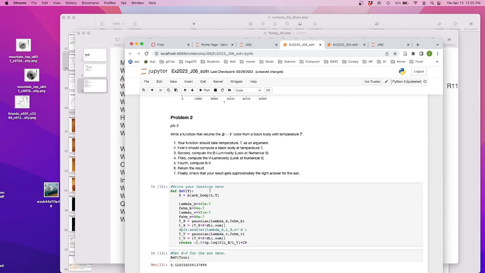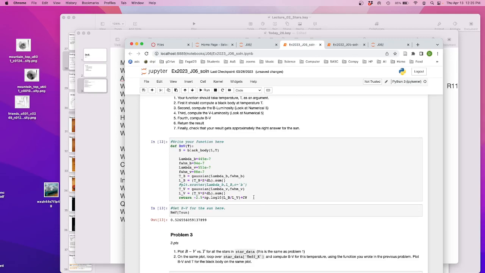Next, I wanted you to write a function that takes a temperature and gives you a color, doing exactly what we did in the last thing. So make a black body, make two filters, get the color from the filters, spit it out. Now you can actually do this analytically by just integrating over the black body function, which is a fun thing to do for some value of fun. And then get B minus V for the sun here, which you should get the same thing you got in the last homework.